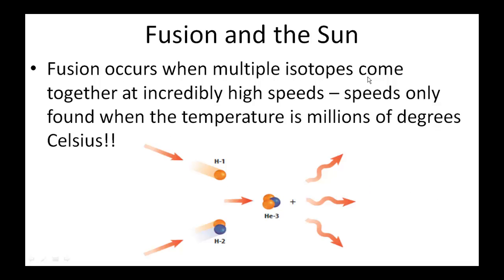Fusion occurs when multiple, generally hydrogen but not always, multiple isotopes come together at incredibly high speeds, speeds only found when the temperature is millions of degrees Celsius. These extremely high temperatures are found in the center of stars, including our Sun. Most stars are composed mainly of hydrogen, with heavier elements formed in the center due to this fusion.